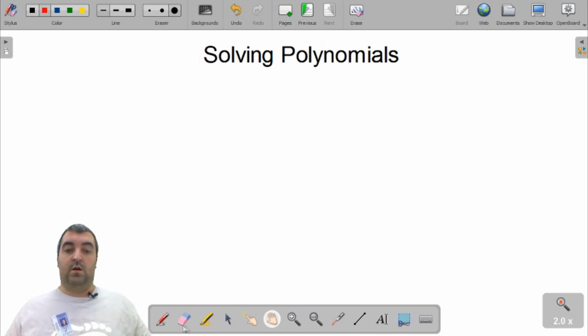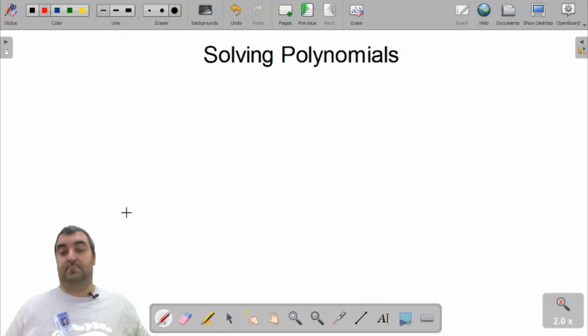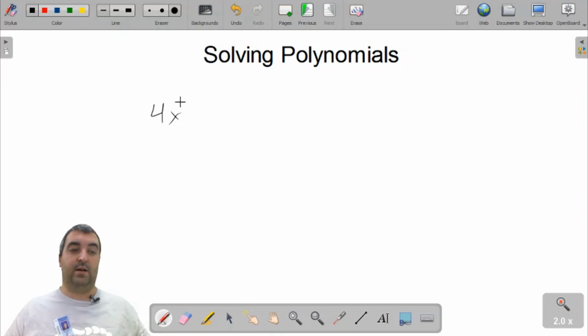So solving polynomials is the same as what we would do for solving quadratics, except with quadratics we just have more options. For solving any polynomial, for right now we only know how to factor these. So we should always try to factor, and everything I give you to begin with is always going to be factorable. Let's go ahead and see this example here.